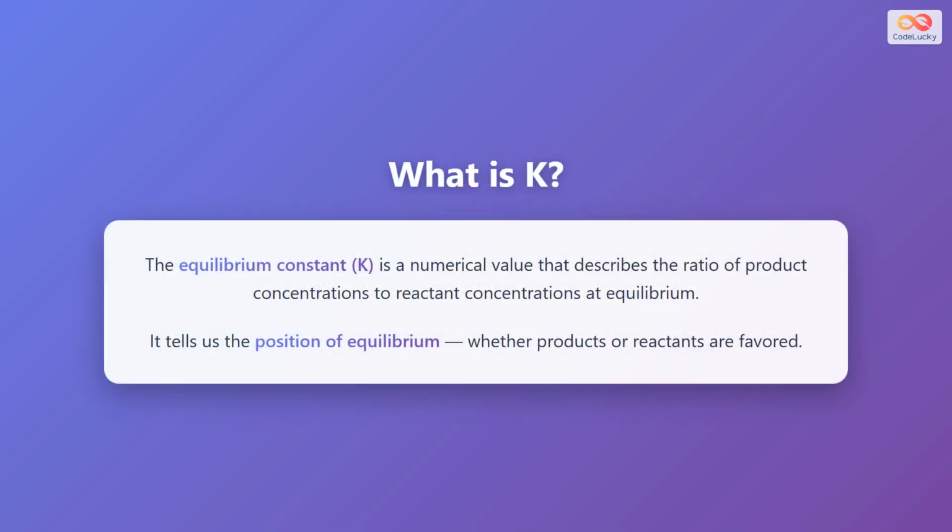The equilibrium constant, K, is a numerical value that describes the ratio of product concentrations to reactant concentrations when a reaction reaches equilibrium. This number is incredibly useful because it tells us the position of equilibrium. In other words, K helps us understand whether the reaction mixture at equilibrium will contain mostly products, mostly reactants, or a relatively equal mixture of both. The value of K remains constant for a given reaction at a specific temperature.